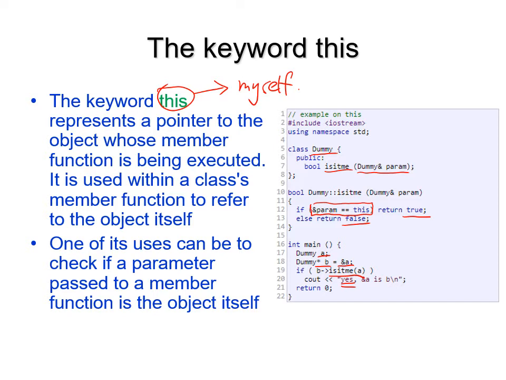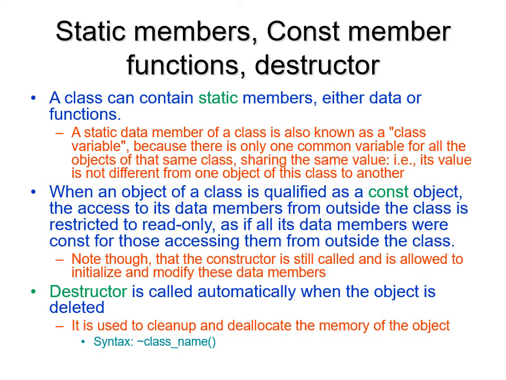Now, one use of this keyword is that it can check whether a parameter passed to a member function is itself, which we have already shown in this example. Now, the other features include static members.